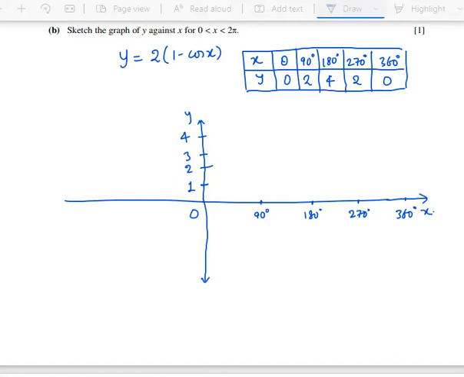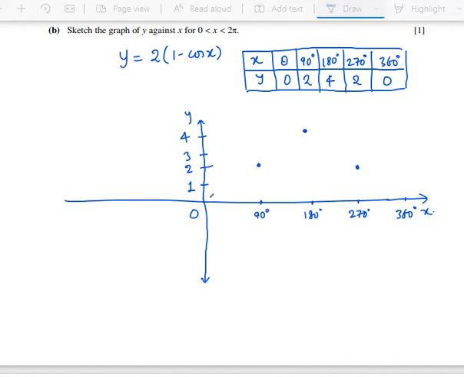And at 90 it is 2. Okay, then at 180 it is 4. Then at 270 it is again 2, so y is 2 here. Then at 360 it is 0, but we don't have to consider this point.